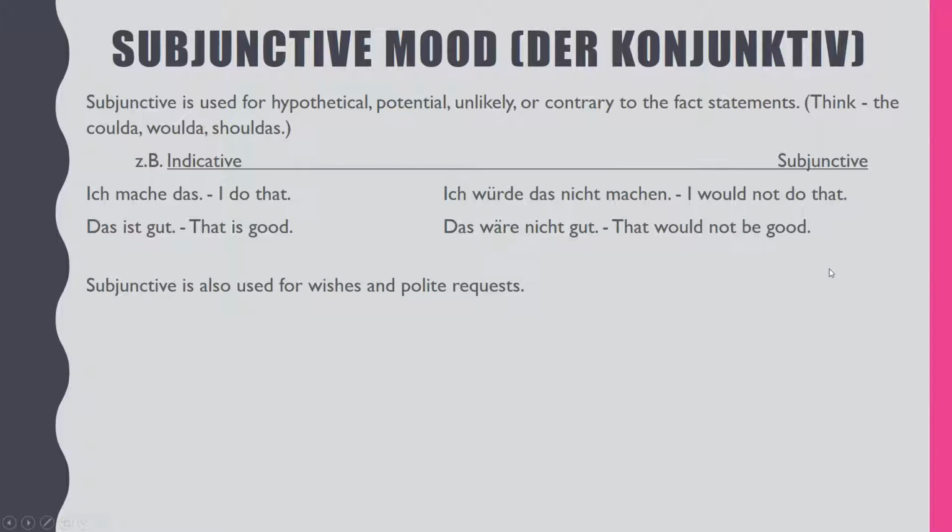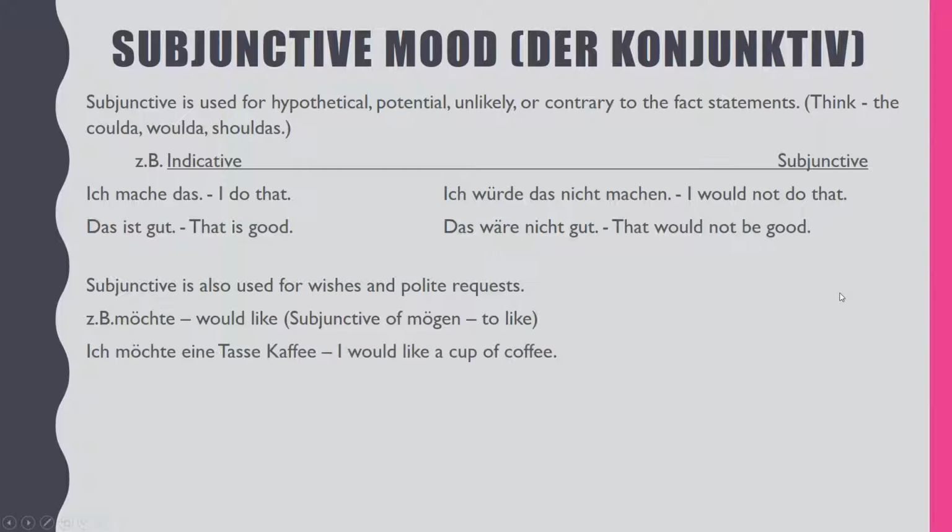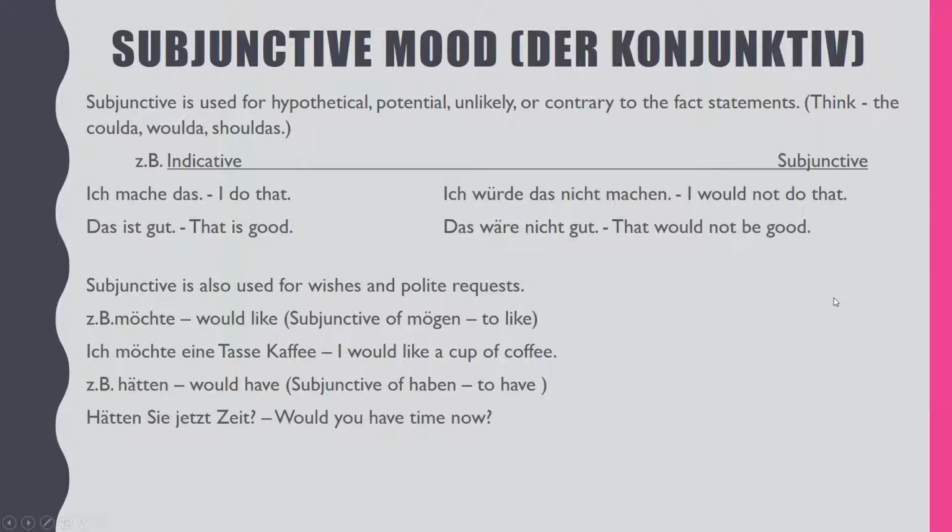Subjunctive is also used for wishes and polite requests. For example, the verb möchte, would like, is the subjunctive of mögen, to like. Ich möchte eine Tasse Kaffee, I would like a cup of coffee. Hätten, would have, is the subjunctive of haben, to have. Hätten Sie jetzt Zeit? Would you have time now? Note, present tense subjunctive can refer to present or future.